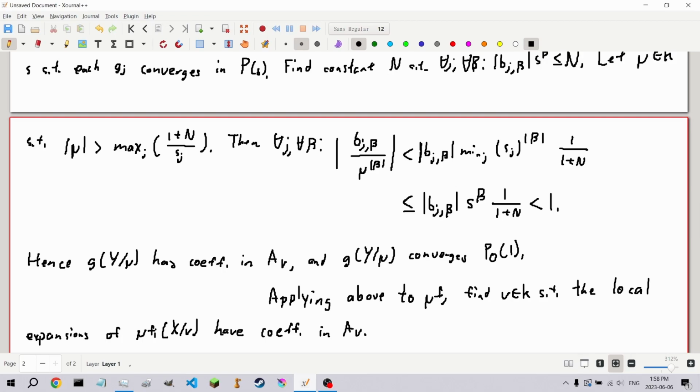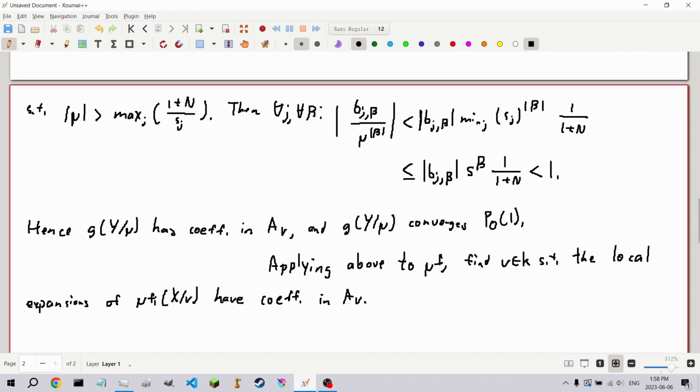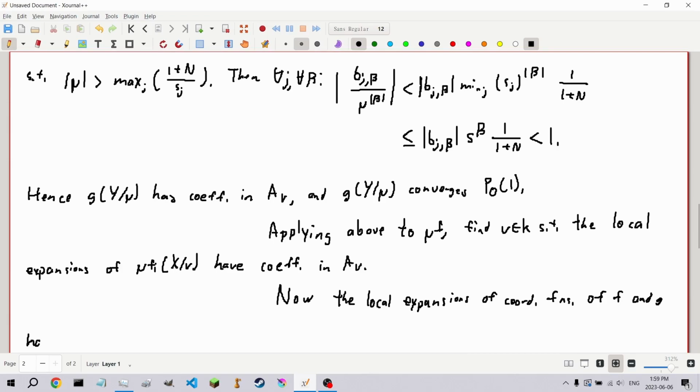So we're reduced to the case where now the local expansions of the coordinate functions of f and g have coefficients in A sub nu. So the composite does as well, and so converges in the unit polydisk.